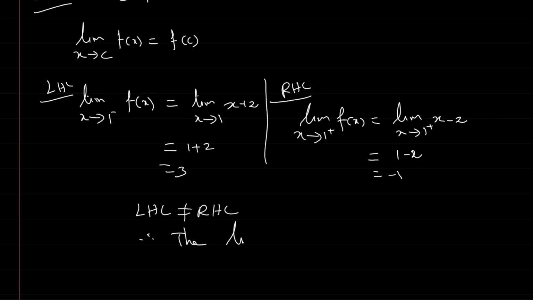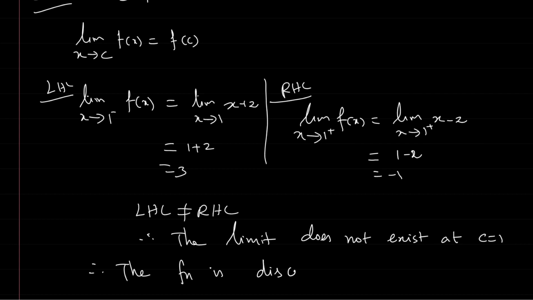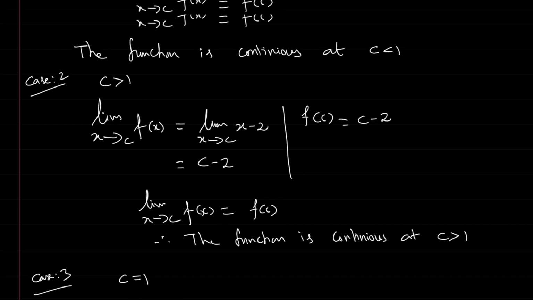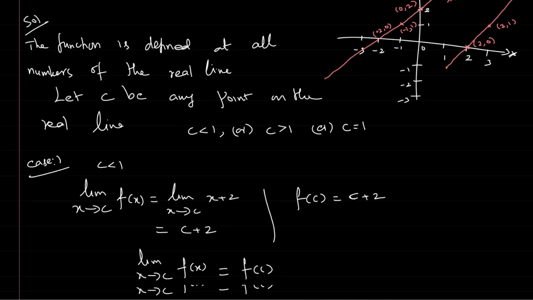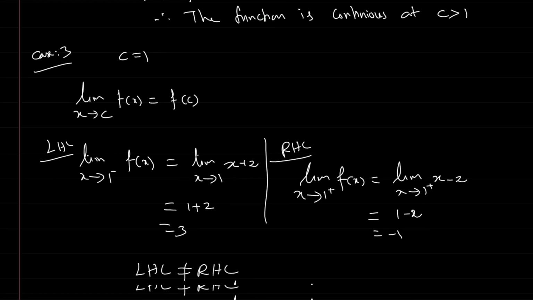Therefore the limit does not exist at c equal to 1, that is x is equal to 1. Therefore the function is discontinuous at x is equal to 1. That is what we clearly saw through the graphical method. See here, at x equal to 1 there is a discontinuity. That is what we showed through the theoretical way.